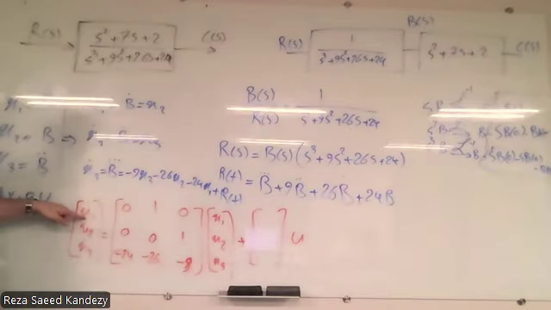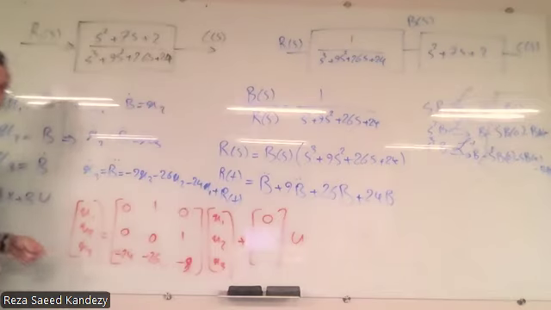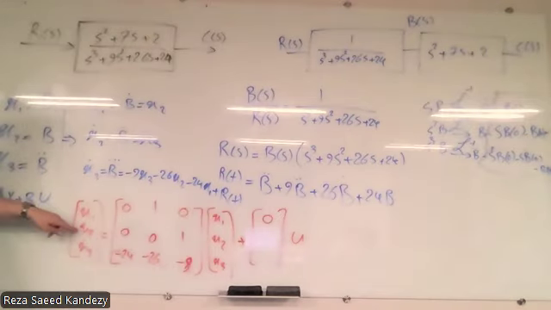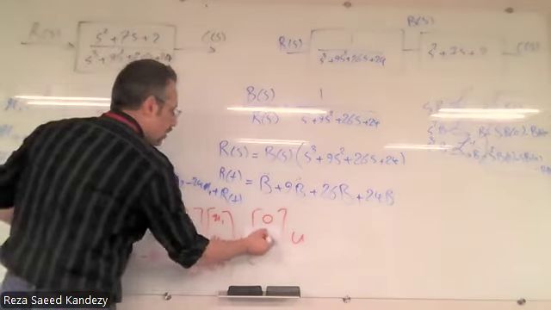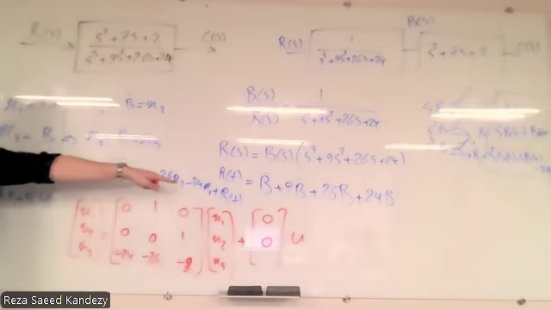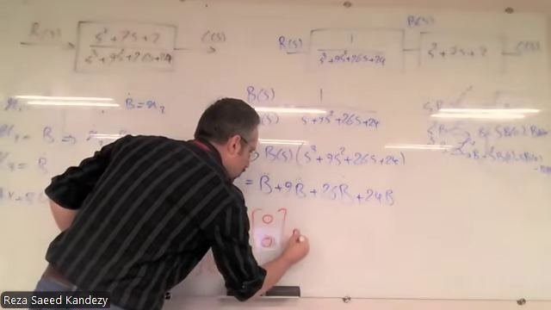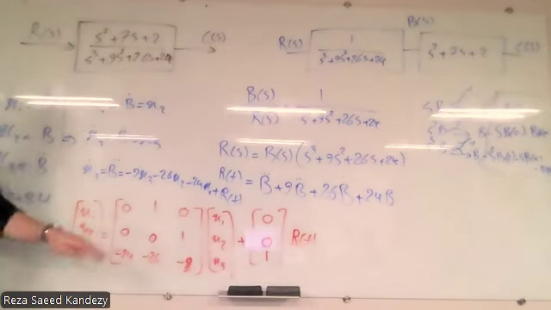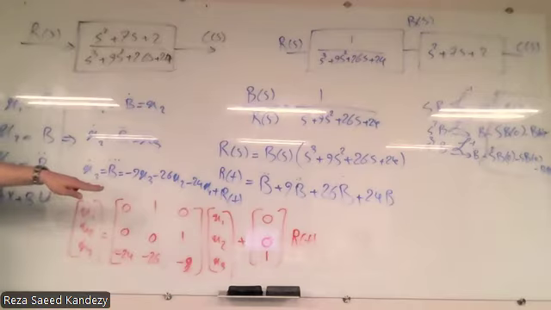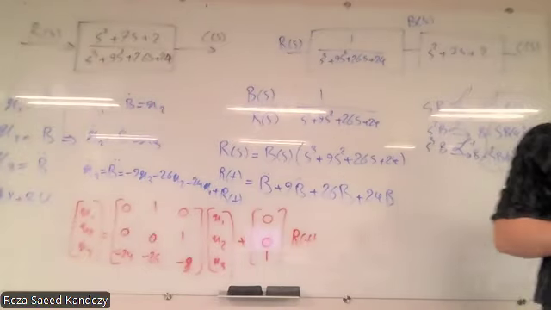Now, x1 dot doesn't have any input affecting it. Also, x2 dot is not affected by the input, so it's 0. But on x3 dot, we have the input, R(t) here, and the coefficient is 1. So now we have our state space model for the first block.